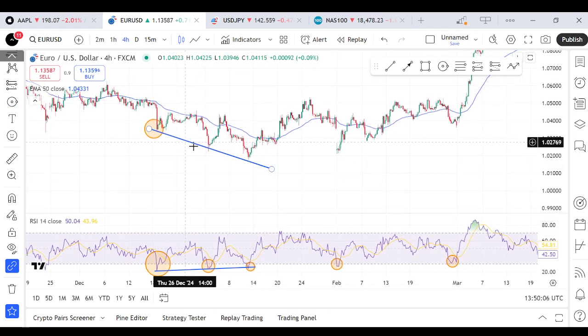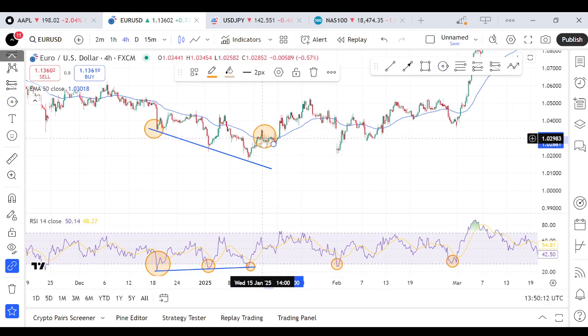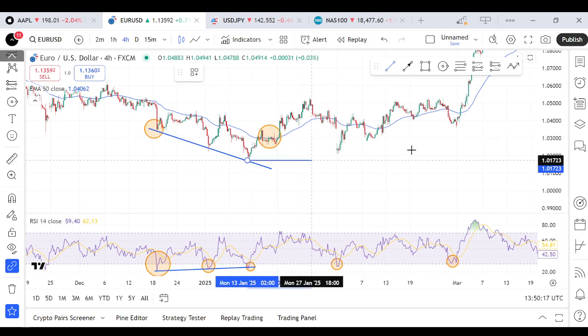Now you can see after this divergence which we had here, price started reversing. Price went above the 50 period moving average here and maintained an uptrend, failing to go below this swing low.